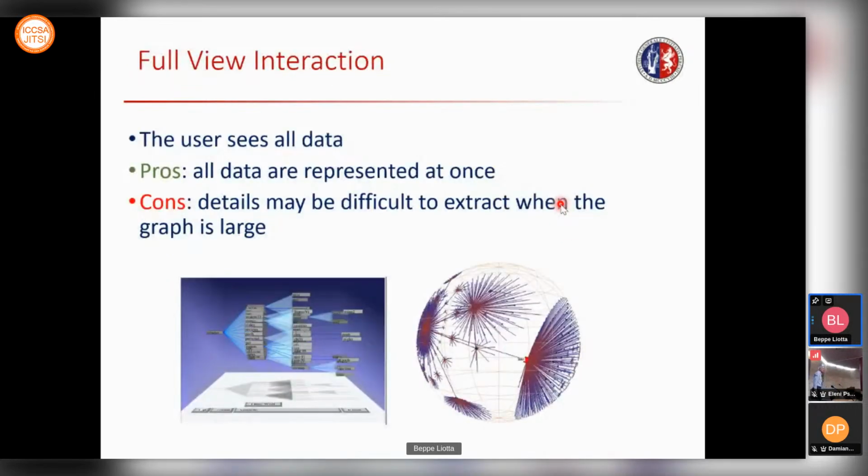Okay, so in the full view interaction, the user sees all data at once. So you have a system which computes a drawing, a representation, a layout of your network, and you see the whole network in front of you. Now, the pros are that all data are there. The cons are that if the data are too many, then it's difficult to explore.